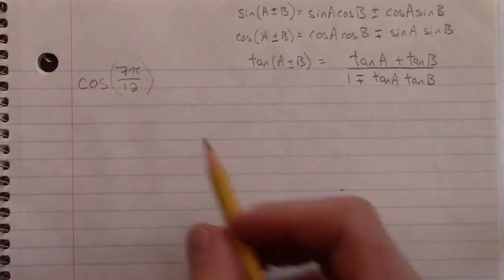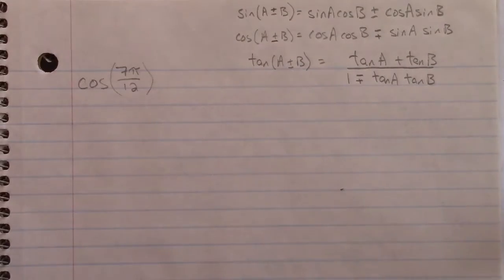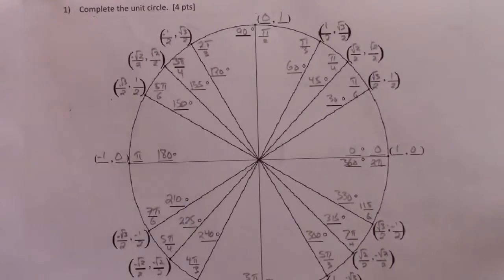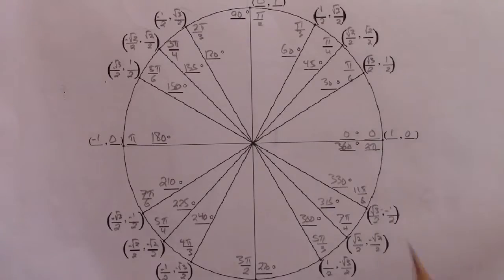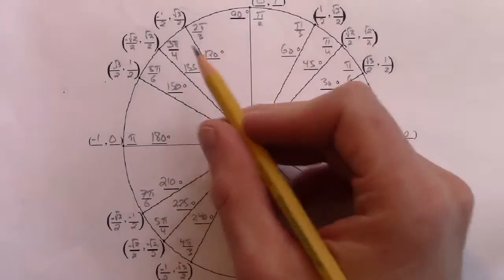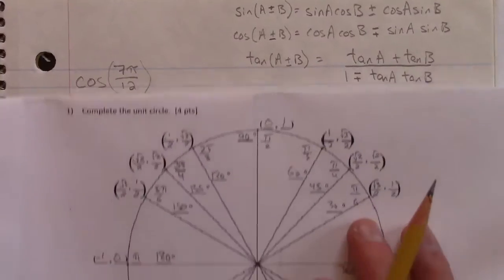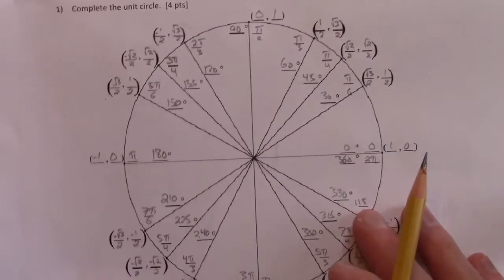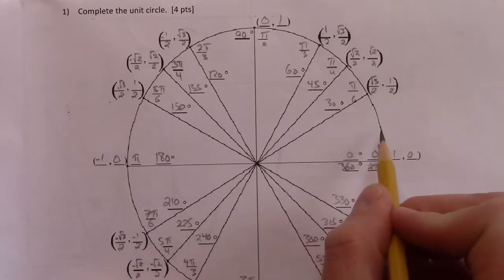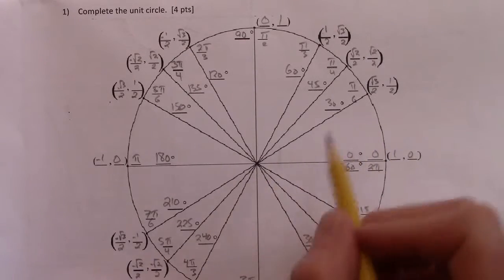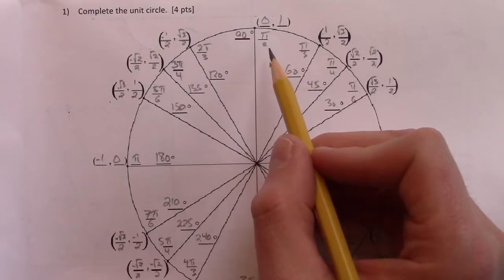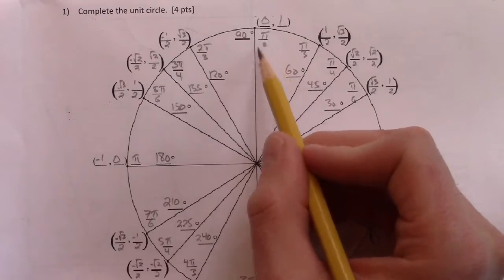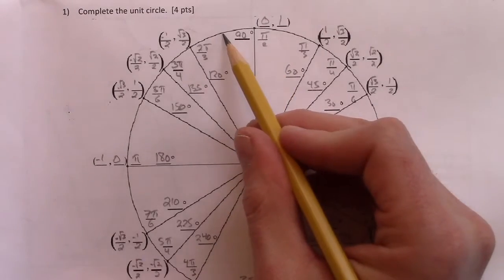And here's how to do it. Cosine of 7 pi over 12 is a difficult problem because it's not on the unit circle. We have pi over 6, pi over 4, pi over 3, pi over 2. I don't see a 7 pi over 12. So the question becomes, well, where would 7 pi over 12 be? Pi over 12 would be way down here. So 7 of those, where would that be? Well, 6 pi over 12s would be right here. So 7 pi over 12 must be over here.